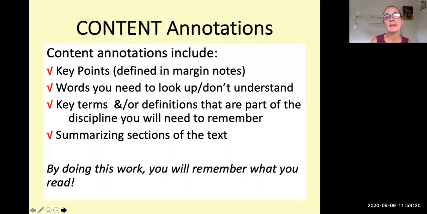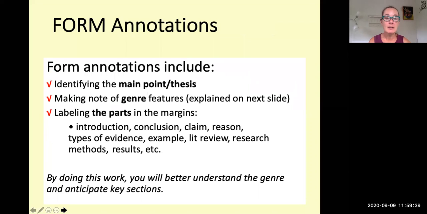We're going to start with content annotations. Content annotations include key points defined in the margin notes, words you need to look up or don't understand, key terms or definitions that are part of the discipline you will need to remember, and summarizing sections of the text. By doing this work, you will remember what you have read.